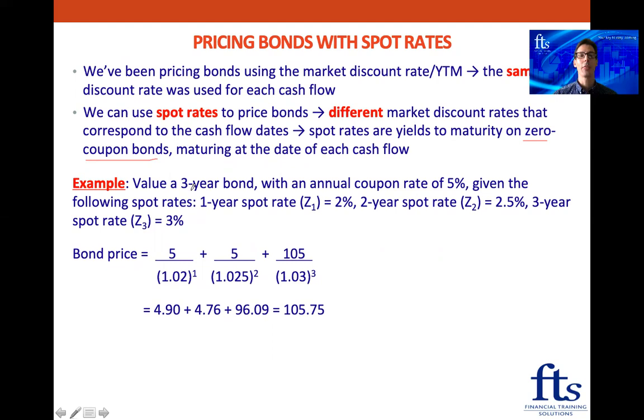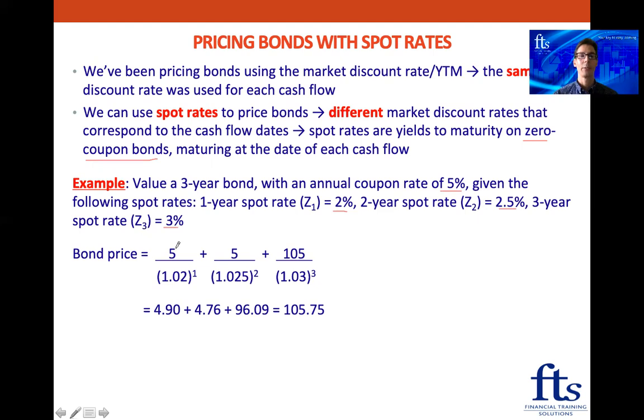So we've got a 3-year bond, annual coupon rate 5%, and these are the spot rates that we have. The 1-year spot rate is 2%, also called Z1, or the 1-year zero coupon bond rate. The 2-year spot rate is 2.5%, Z2, or the 2-year zero coupon bond rate. And then the 3-year spot rate is 3%, or Z3, or the 3-year zero coupon bond rate.